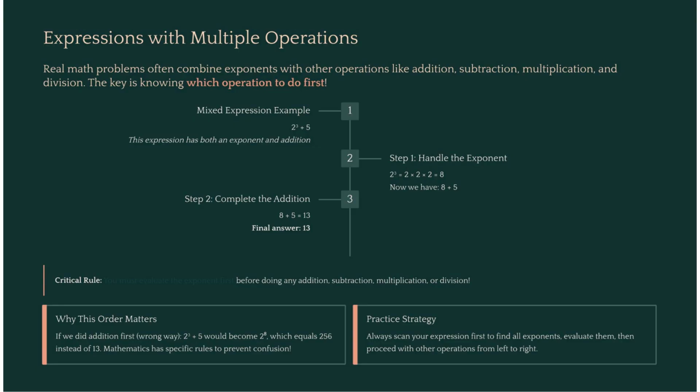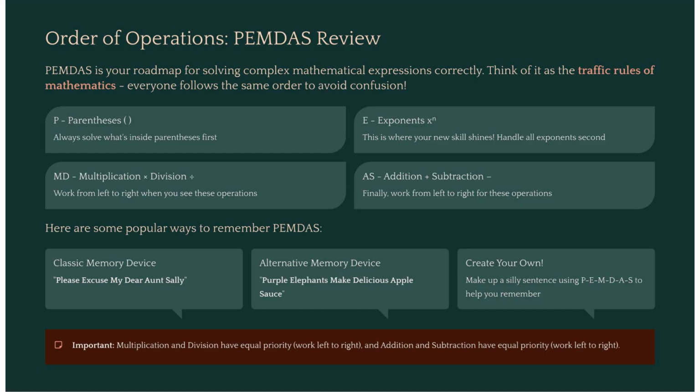You must evaluate the exponent first. In our example, 2 to the power of 3 is 8. So the problem becomes 8 plus 5, which equals 13. These rules for calculation are called the order of operations, and we use the acronym PEMDAS to remember them.